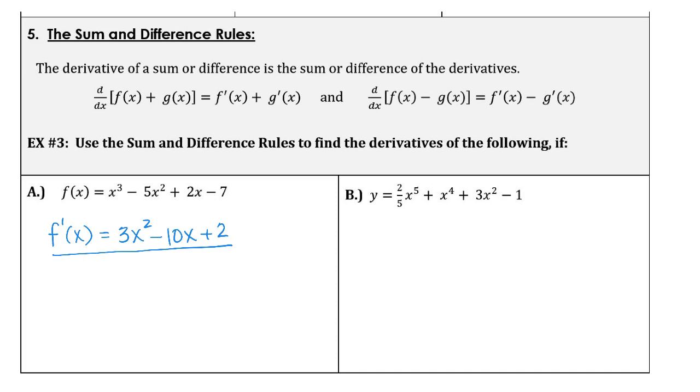Okay, let's look at part B. Y prime equals 2x to the 4th plus 4x cubed plus 6x. What happens to the minus 1? It's 0.